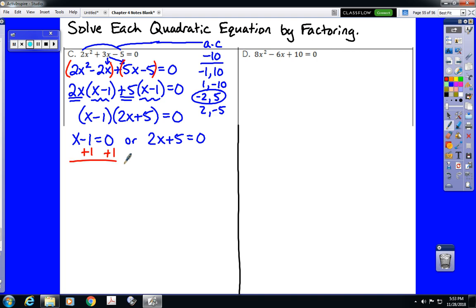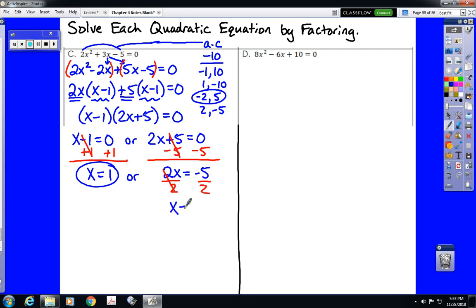The first one, we would add 1 to each side of the equation, which would give us the first solution as x equals 1, or on the second one, we would subtract 5 from each side as the first step, which would give us 2x equals negative 5. And then we would divide each side by 2, which would give us x equals negative 5 halves.